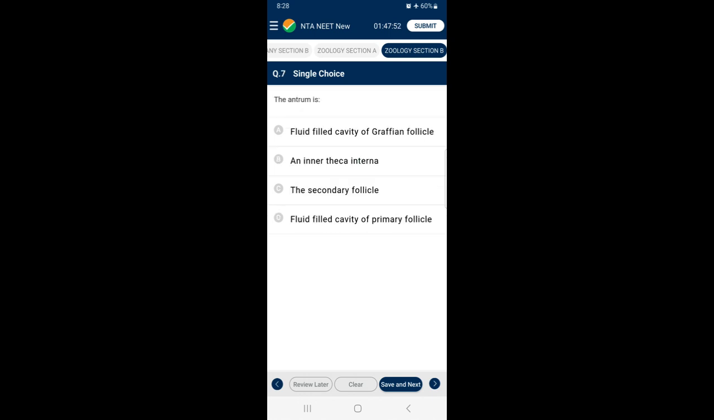Question number 7. The antrum is a fluid-filled cavity of Graafian follicle. The antrum is a fluid-filled space found in the antral or Graafian follicle. It is also called the follicular cavity, or liquor folliculi. This fluid is rich in hyaluronic acid and it is used in a modified intracytoplasmic sperm injection. So the answer is option A, fluid filled cavity of Graafian follicle.